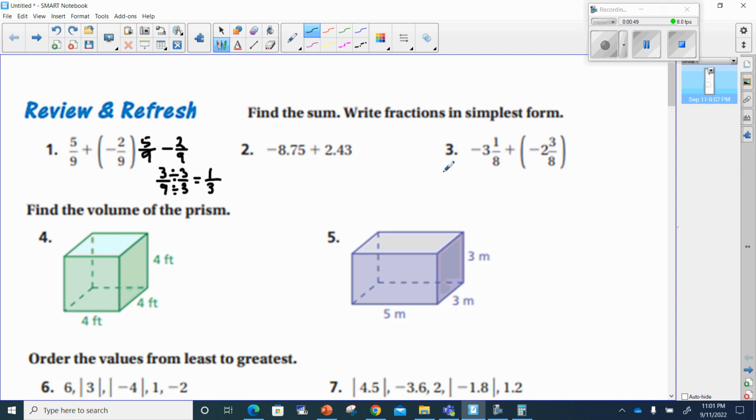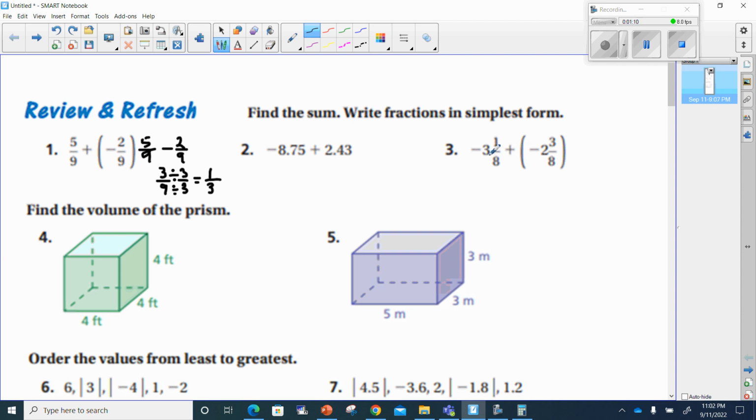Remember, I'm only doing the odd ones, so I'm going to number 3 now. This one is mixed numbers. So we got negative 3 and 1/8 minus negative 2 and 3/8. I can't take 3 away from 1. What I can do is borrow 1 over here. And some of you have learned to go around the world. We're going to do it both ways.